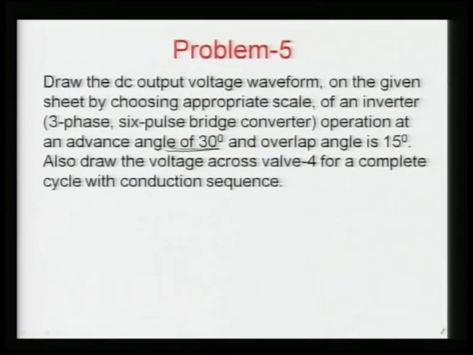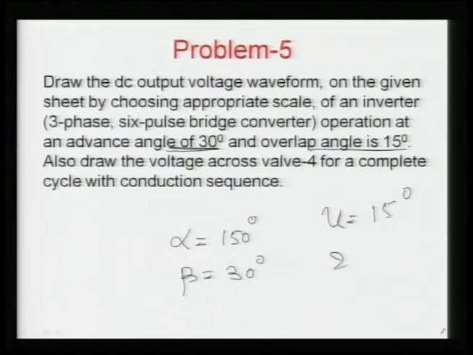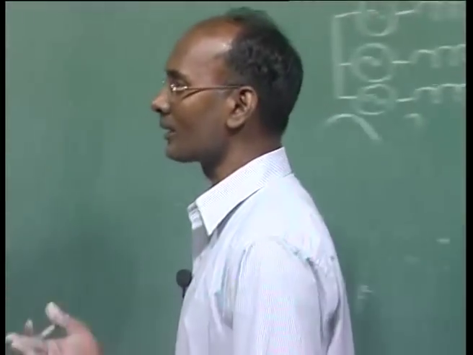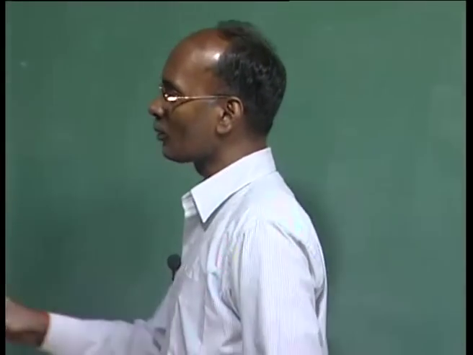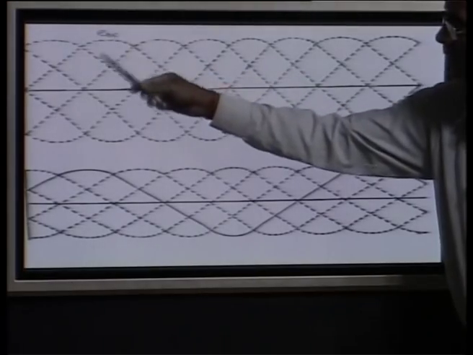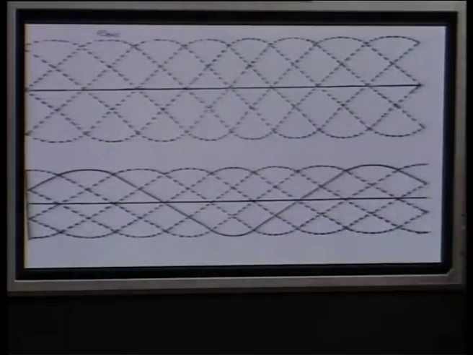So let us draw this DC output voltage for this case, where your beta is 30 degree and your U is 15 degree, which means alpha is equal to 150 degree, so you have 2-3 inverter operation. Just look at the angles and you will find it is an inverter operation. This is given to you on this sheet, you have to draw, the line to line voltage of this, with the 0 axis given to you, that is the EBC.